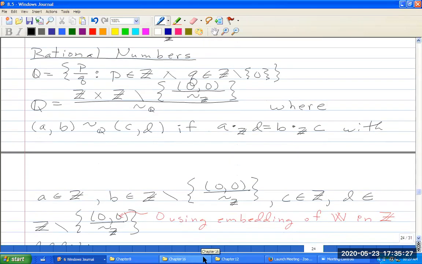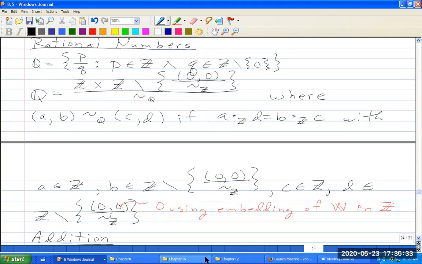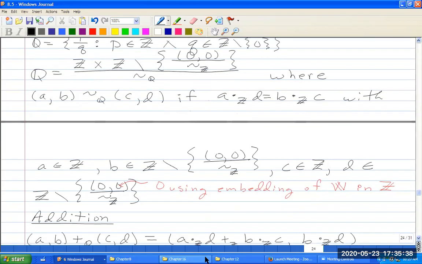Okay, so I have here A is an integer, B is an integer that is not 0, C is an integer, and D is an integer that's not 0. We can denote this by 0 using the embedding of the whole numbers in the integers.